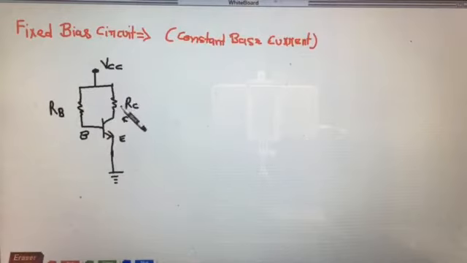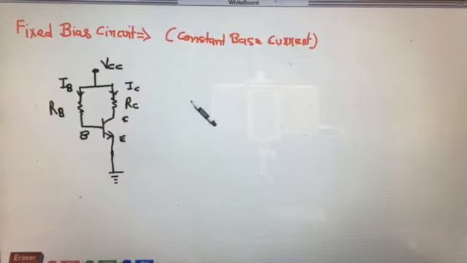Now, we will analyze this circuit using Kirchhoff's voltage law. First of all, we will consider that VCC is supplied at this point, and this is the potential which is supplied to RB, and this circuit we will consider. In that case, here the current will be IB, then draw the current IB, and here the current will be IC.